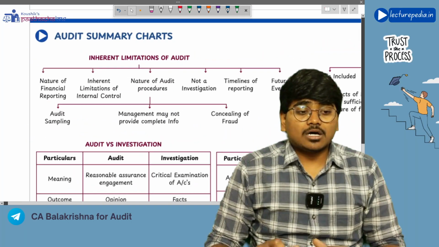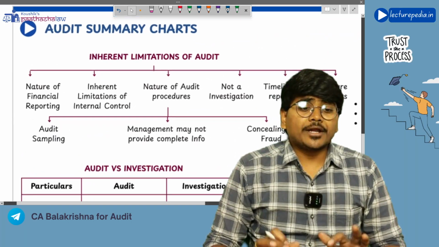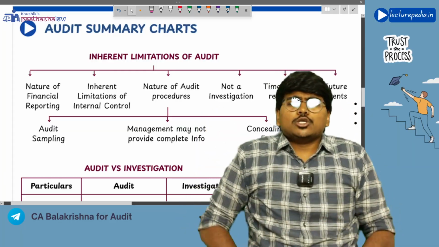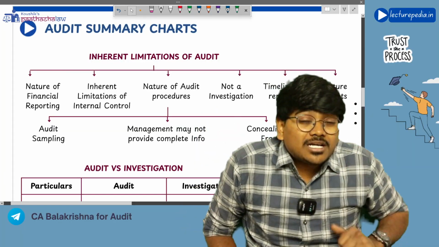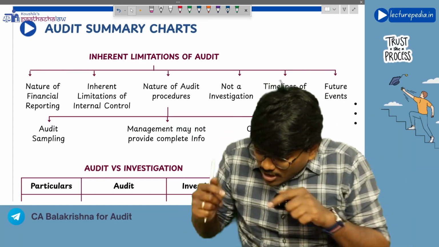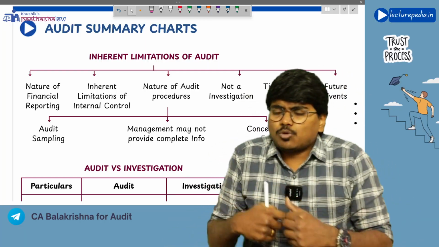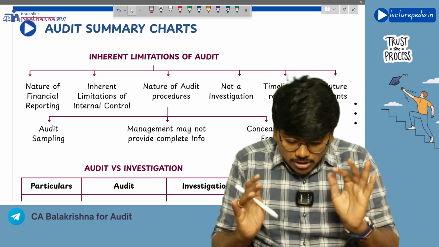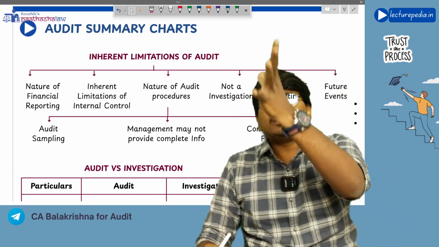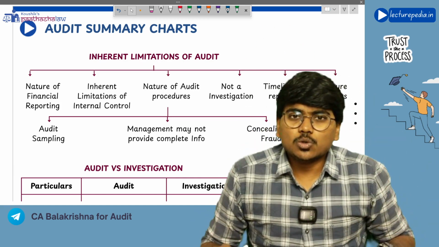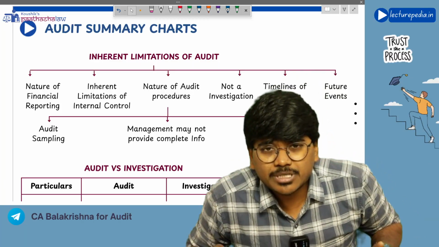Next, we have just discussed that the auditor can never give absolute assurance. Why can the auditor not give absolute assurance? Because there are inherent limitations in the audit. That means there are certain disadvantages in the audit itself. So because of those inherent limitations, the auditor can never give absolute assurance. So what are the inherent limitations of the audit?